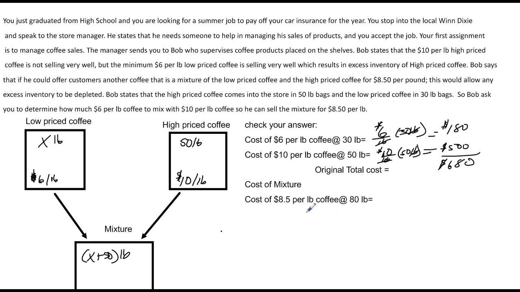Okay. $680. So what's the cost of our mixture? The cost of our mixture at $8.50 per pound times 80 pounds, because we mix a 30-pound bag and a 50-pound bag, pounds would cancel, and that would cost $680, because 8.5 times 80 is 680. So essentially, we've recovered the cost. When we sell our mixture of these two coffees, we recover the cost of each individual bag, a 30-pound bag and a 50-pound bag.